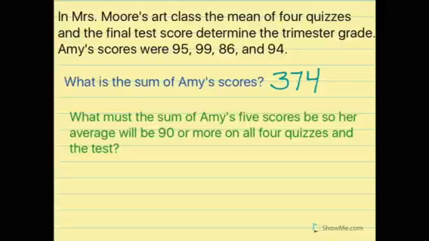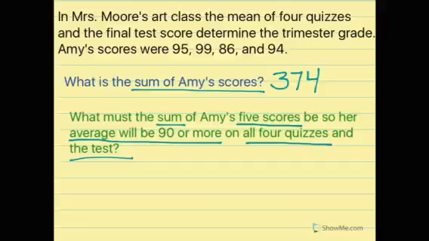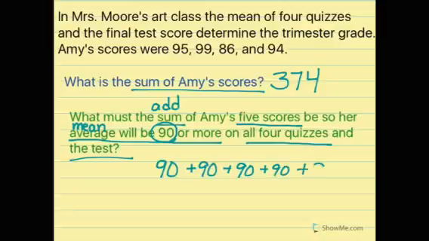Okay, so now I'm going to use what I know about the sum of Amy's scores and solve my next problem, which says, what must the sum of Amy's 5 scores be so her average will be 90 or more on all 4 quizzes and the test? So basically, now we're going to include the test in here and her 4 quizzes. I know that sum means to add. I know average is another word for mean. Well, based on what I know about the mean, if I want her average to be 90 or more, I would expect her to get a 90 or higher on all 4 quizzes and the test.